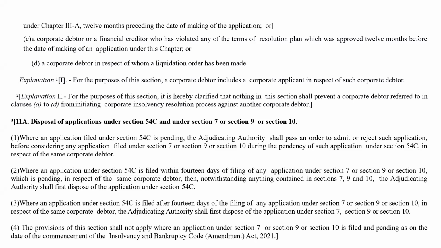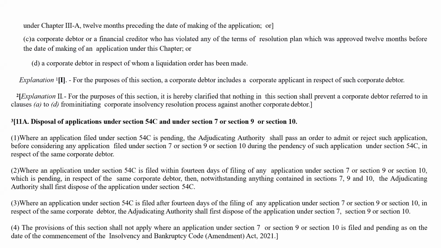So here section 11 talks of cases where a section 7, 9 or 10 application is pending and then an application is made under the pre-pack process also, because this pre-pack process was introduced in the year 2021. So it says how the treatment will be done. Basically the intent of section 11 is, we'll again come back to this section after reading the pre-pack insolvency resolution process, which is given in section 54.